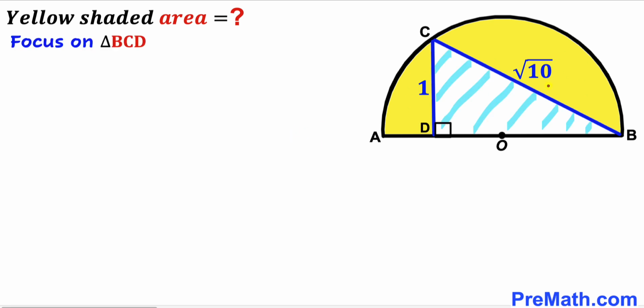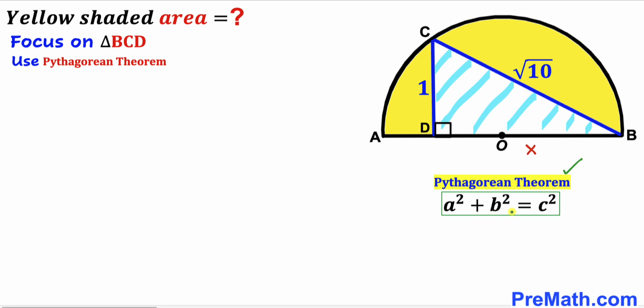And now let's focus on this right triangle BCD, and I'm going to label this side BD as lowercase x. And now we are going to apply the Pythagorean theorem on this triangle. And here's our Pythagorean theorem: a squared plus b squared equals c squared. In our case, our hypotenuse is square root of 10, whereas our two other legs are 1 and x. Let's fill in the blanks in this formula. So we got x squared plus 1 squared equals square root of 10 whole squared.